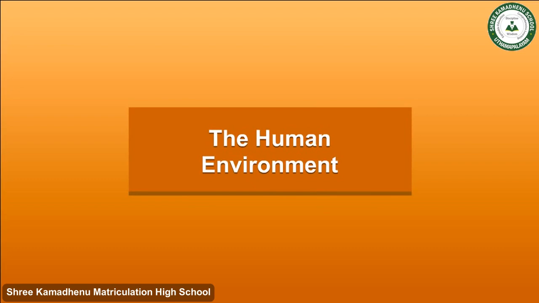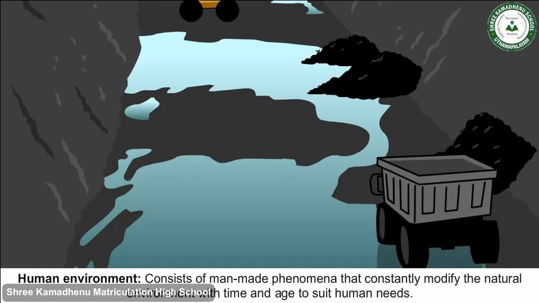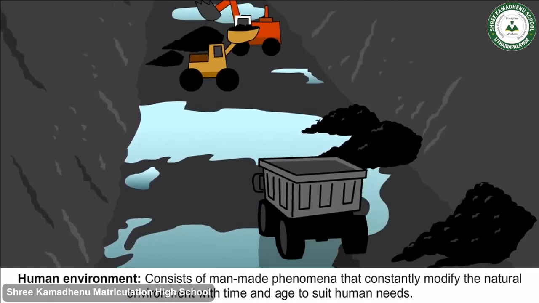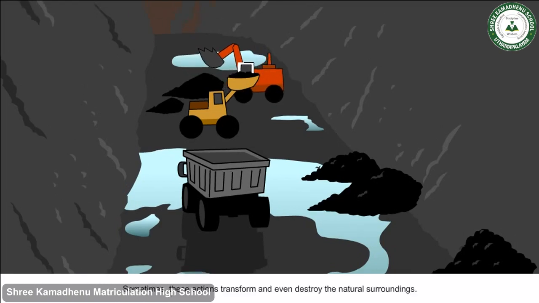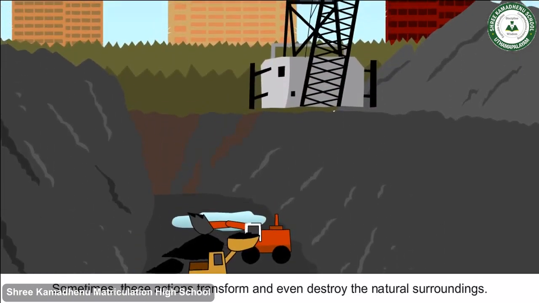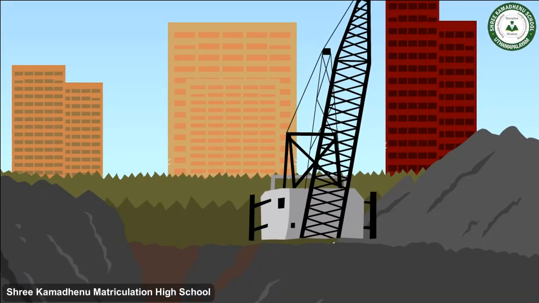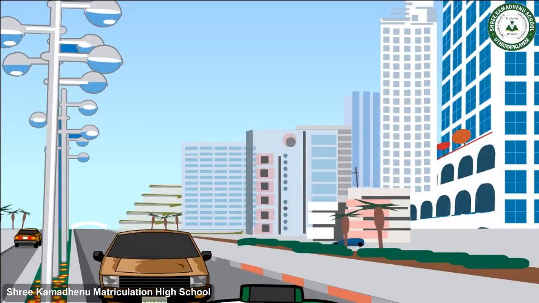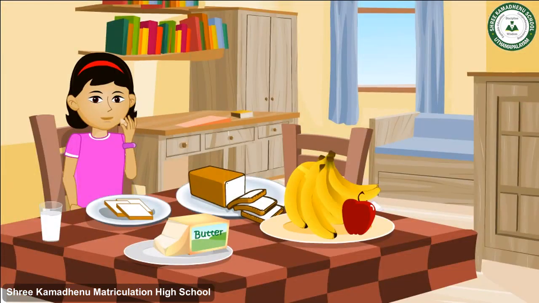The human environment. Human environment consists of man-made phenomena that constantly modify the natural environment with time and age to suit human needs. Sometimes, these actions transform and even destroy the natural surroundings. A list of human-made objects includes machines, roads, buildings, cars, electronics, computers, games, ready-to-eat food, etc.